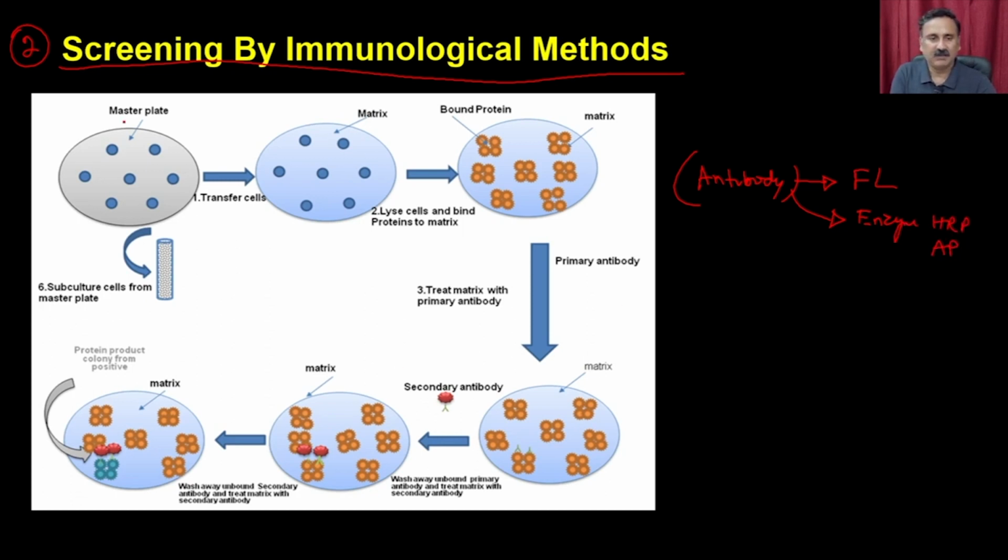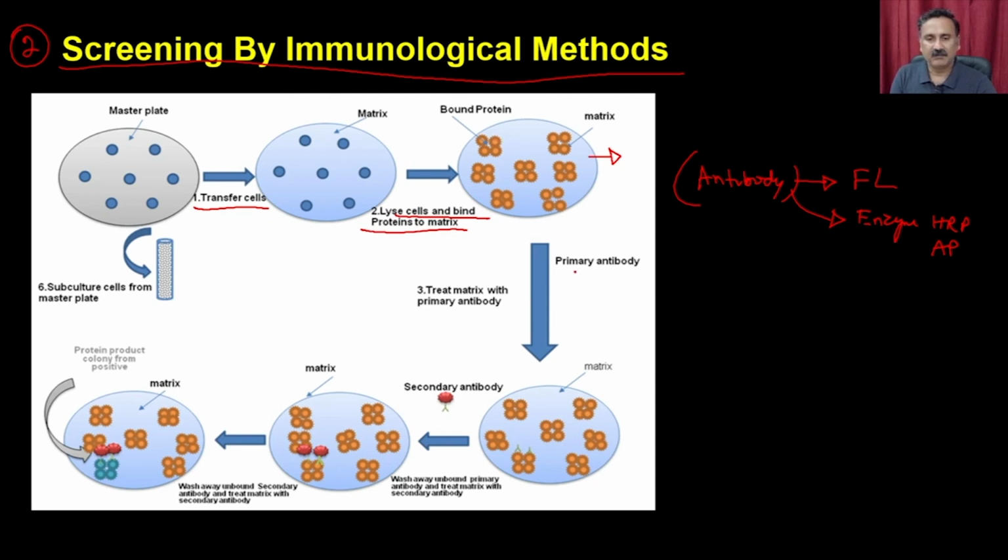So, in this case, step 1 is the same. You are going to prepare first the master plate, and then you prepare the replica plate. From the replica plate you transfer the cells onto the membrane, and that is how you prepare the nitrocellulose membrane. Then you lyse the cells and allow the protein to bind to that site.